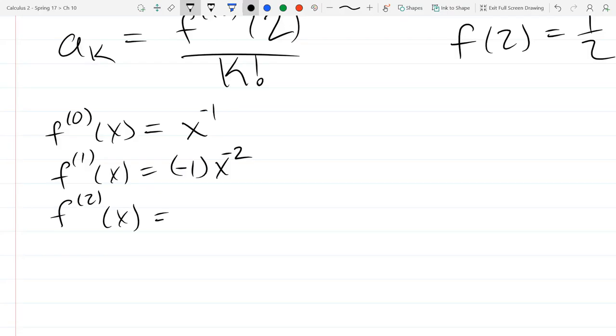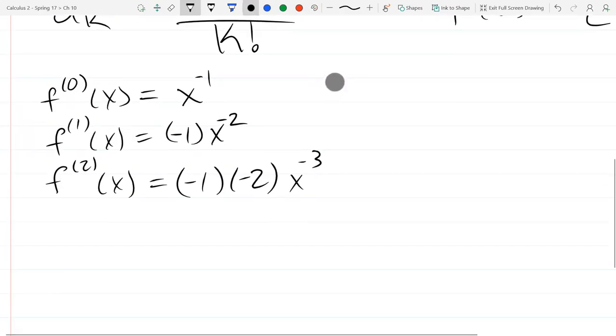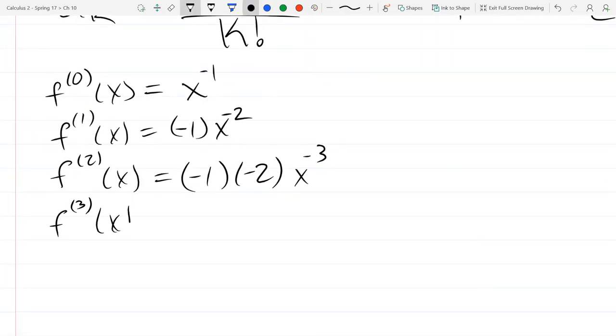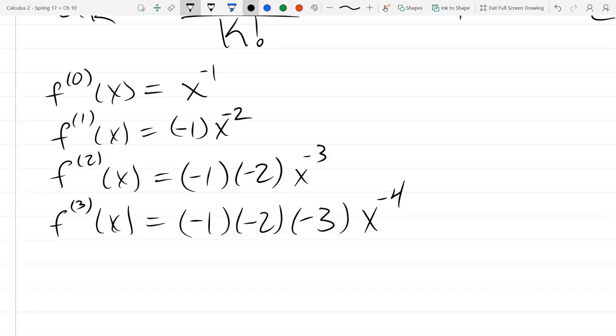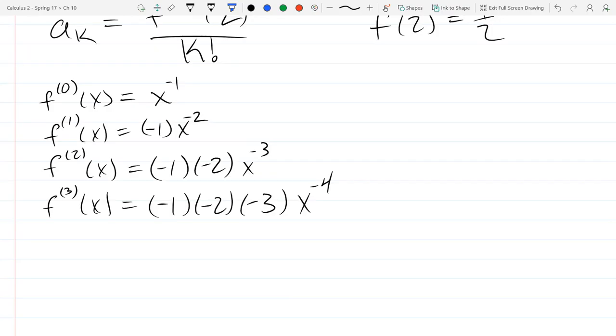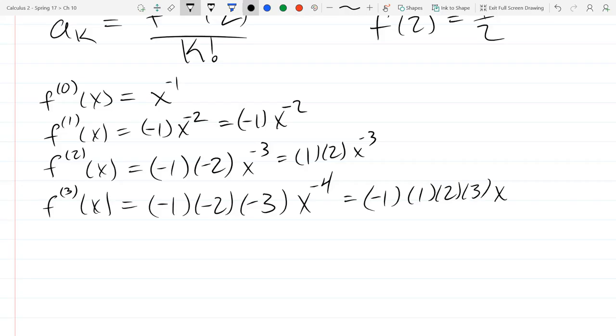Second derivative, it might seem a little silly to leave these products written like this, but you'll see why I'm doing this in a minute. Third derivative, so you can probably see the pattern happening. I'm going to sort out these positives and negatives. This is -1 times x to the -2. This is +1 times 2 x to the -3. This next one, there's 3 negatives, so it's -1 times 2 times 3 x to the -4.